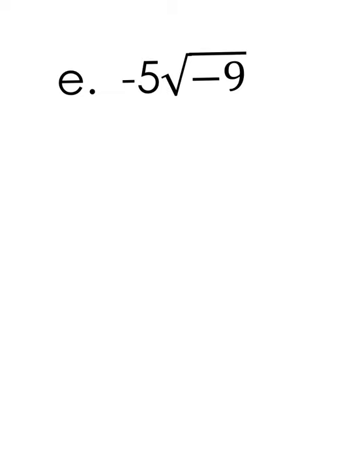So letter E is a little different. You have a -5 times the square root of -9. So it's on the outside, so that's why I said times. Anything written right next to each other, they're multiplying. So really what we have here is -5 times, and then we have a plus or minus 3i. All right, so that's the square root of 9. Negative 9 is the plus or minus 3i.